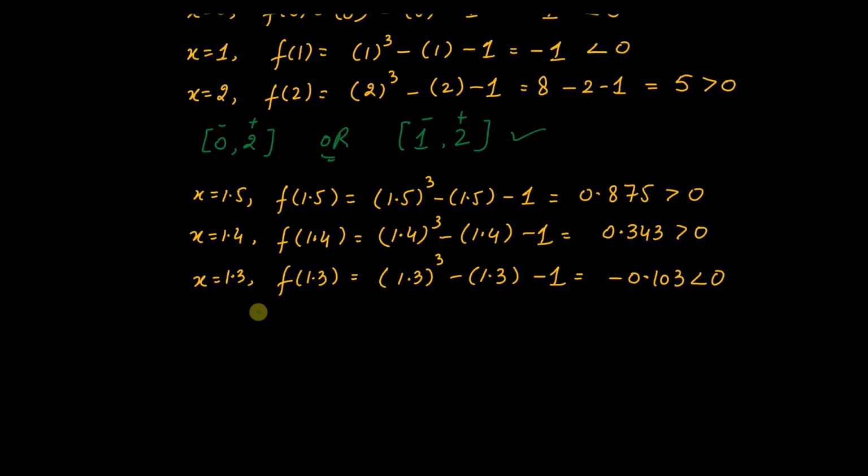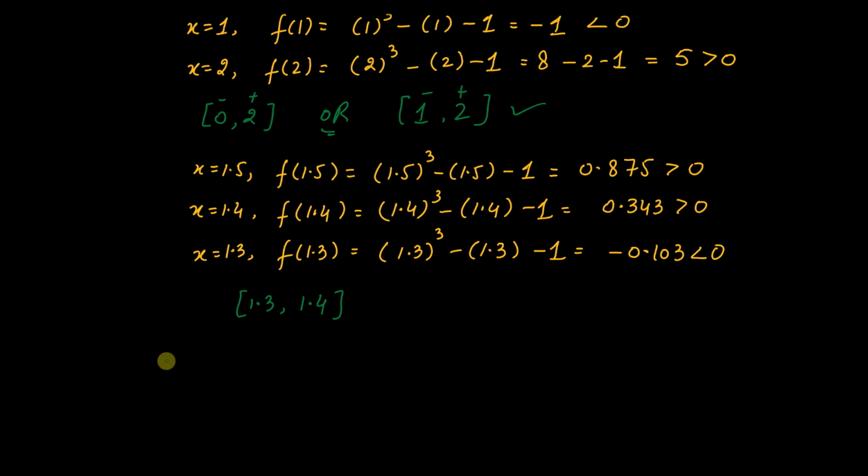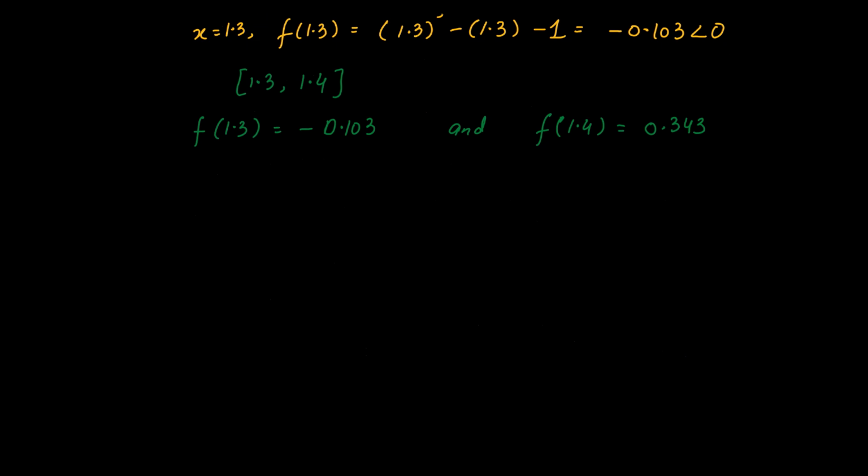Okay, so I am choosing the 1.3 to 1.4 interval, and at 1.3 we get negative 0.103, and f of 1.4 we will get positive value 0.343. Okay, let's go for first iteration in order to achieve the accuracy till 4 decimal places.